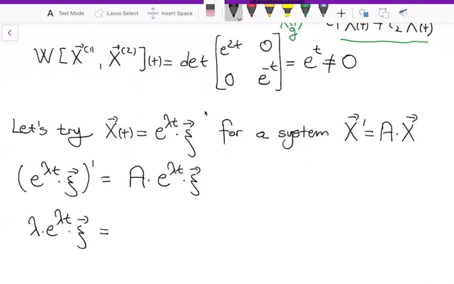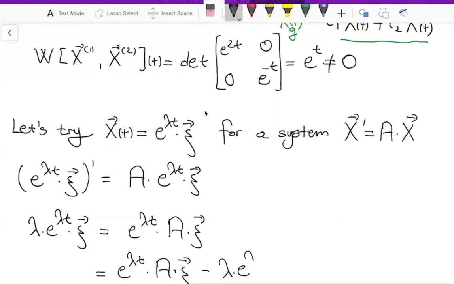On the other side, we have this. So here, e to the lambda t is just a constant, a scalar, if you think, so you can move it anywhere you like. So this is the same thing as e to the lambda t times A times c. So we want this equality to be satisfied for our trial to be a solution. So now let's take everything to one side. Okay. So then we get the following equation: e to the lambda t A c minus lambda e to the lambda t c is equal to 0. But be careful, this is the 0 vector.